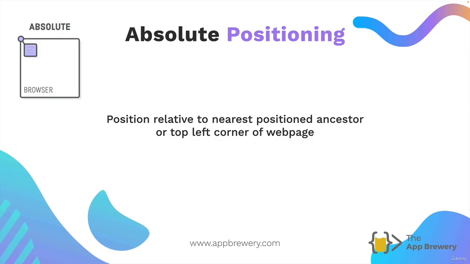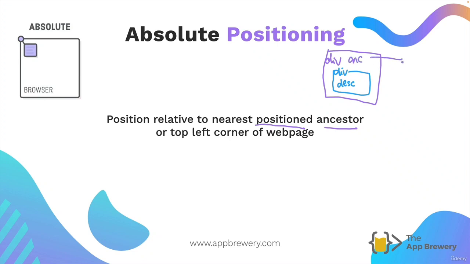Now the next type is absolute positioning. And this makes the position relative to the nearest positioned ancestor. Now, this sentence is a little bit confusing, but remember in the previous lesson, we spoke about the ancestors. So for example, if I had a div here that is a purple box, and inside that purple box, I put in another div, which is a blue box. Well, in this case, the blue box is a descendant and the purple box is an ancestor.